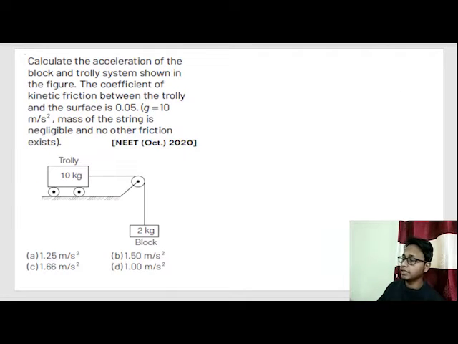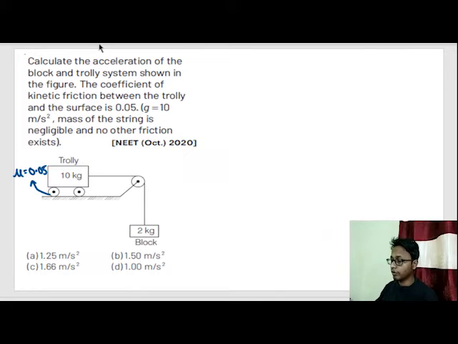Now calculate the acceleration of the block and trolley system as shown in the figure. The coefficient of kinetic friction between the trolley and the surface is 0.05. That means the coefficient of friction out here is 0.05. g, the acceleration due to gravity, is equal to 10. The mass of the string is negligible. No other friction force exists. That means you have to calculate the acceleration of the block.